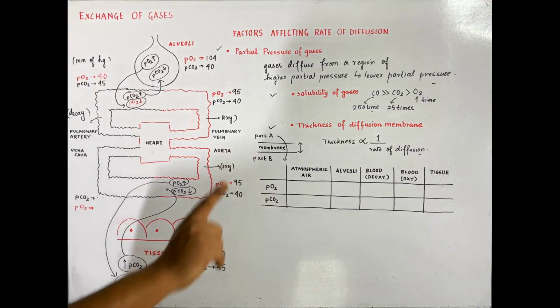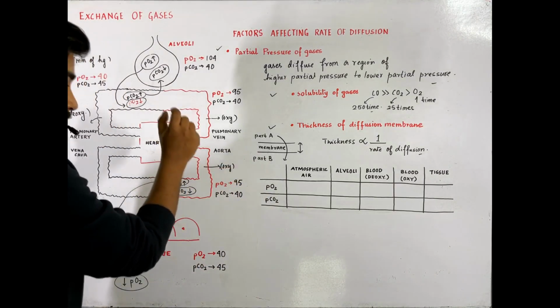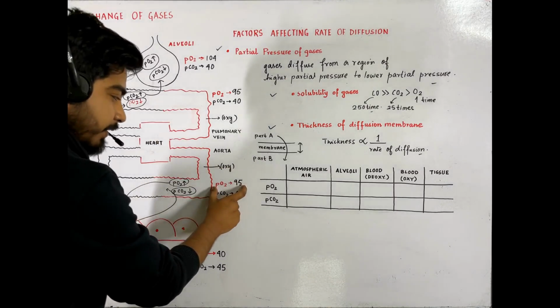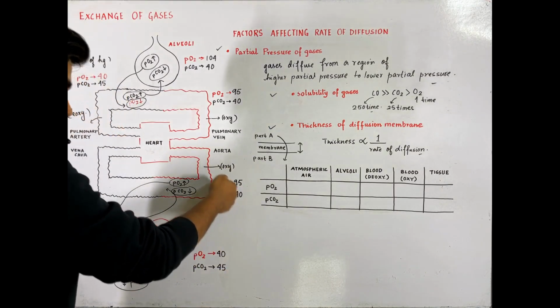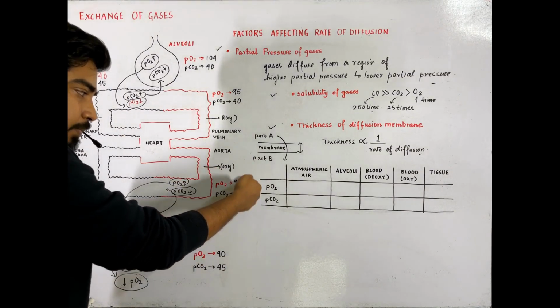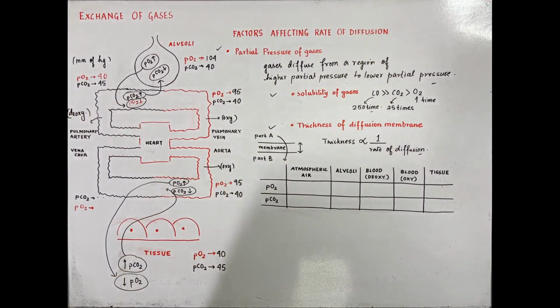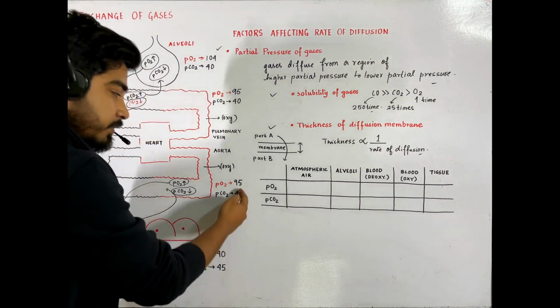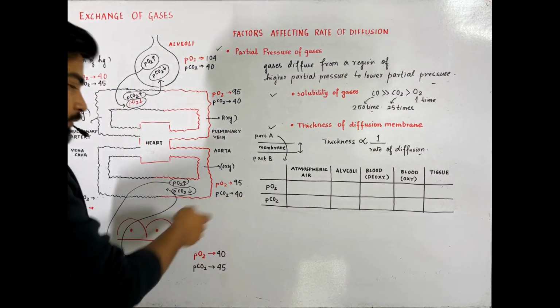So what do you see? The partial pressure of oxygen in oxygenated blood was 95. Here it is 40. So the oxygen will enter into the tissue from higher partial pressure to lower partial pressure. Coming to PCO2, what do you observe? This is 45, this is 40, from higher partial pressure to lower partial pressure. So CO2 will move out.